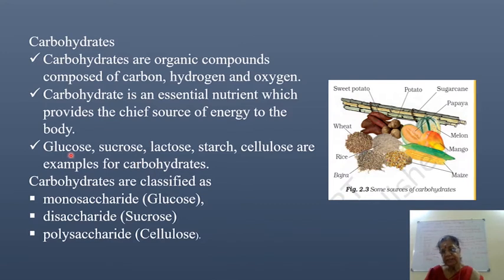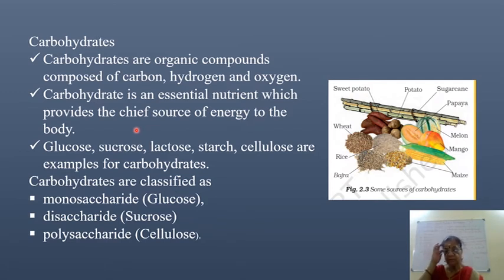So if you take any of these examples, the content is mainly carbon, hydrogen and oxygen. Those three components make up carbohydrate. What is its function? It is an essential nutrient which provides a cheap source of energy to the body. Whatever food items we eat, the cheap source of energy in them is carbohydrate.